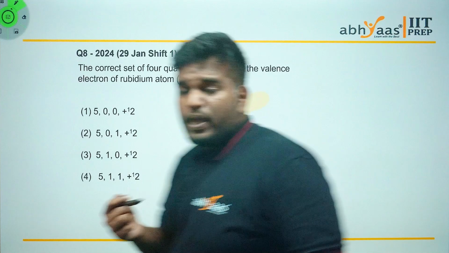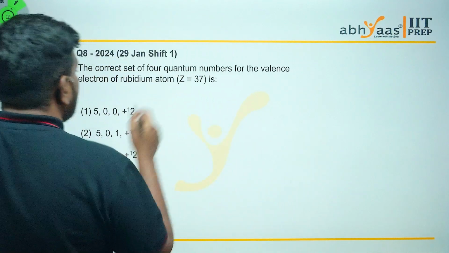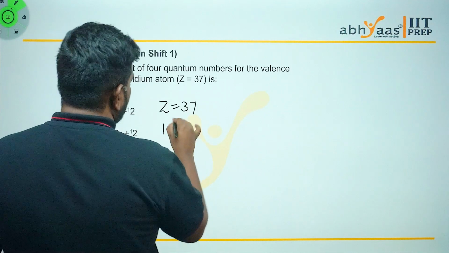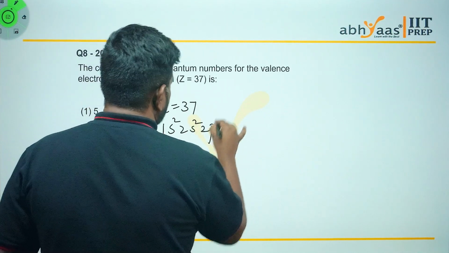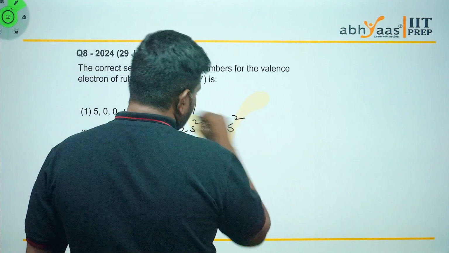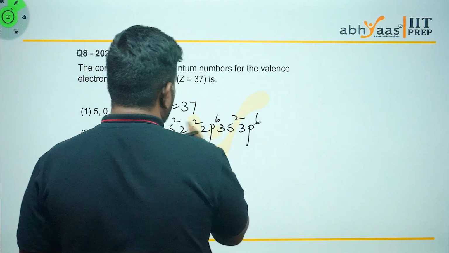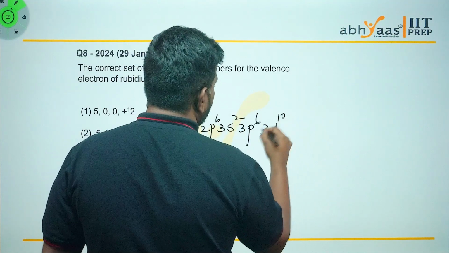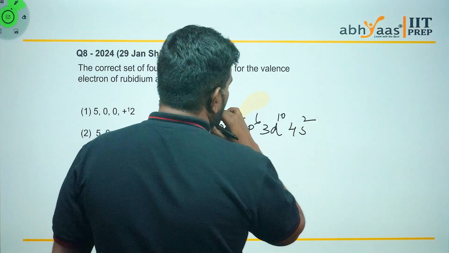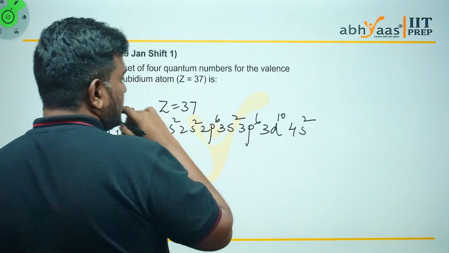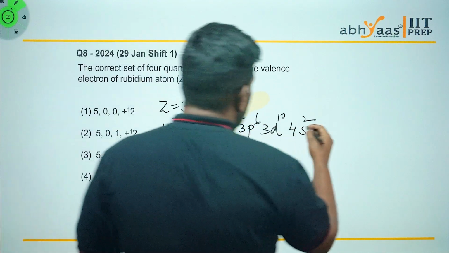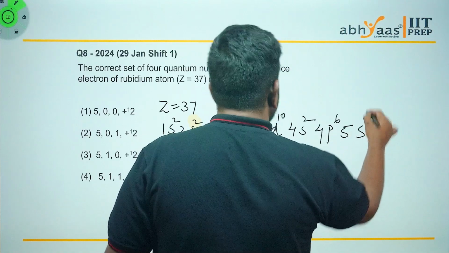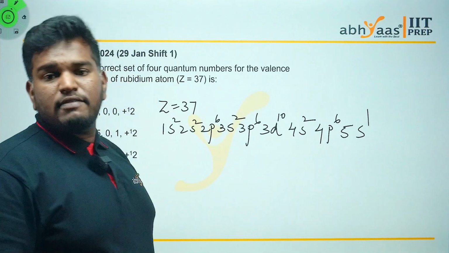First of all we have to write the electronic configuration of rubidium, right? So Z is equal to 37. How will you write? 1s2, 2s2, 2p6, 3s2, 3p6. How many are filled? 4, 10, 18, right? So we can go for 3d10, 4s2, again 4p6. Then it will be 5s1.